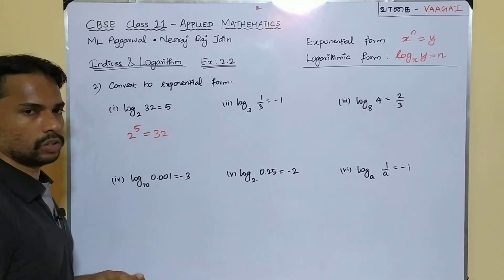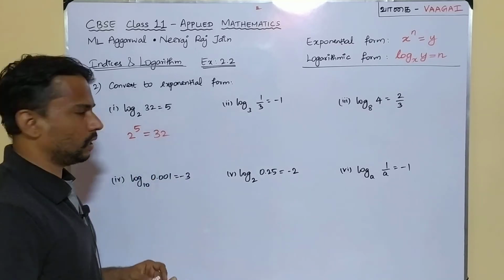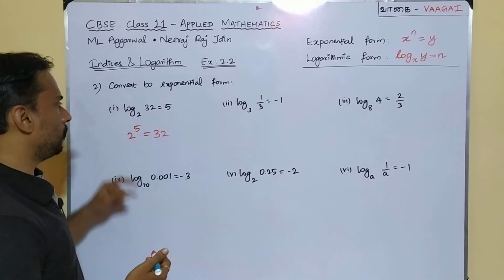So 2 power 5 is equal to 32. This is going to be the exponential form. You can even check it. 2 power 5 is going to be 32 only, right? Okay. So what you do again, let me repeat.